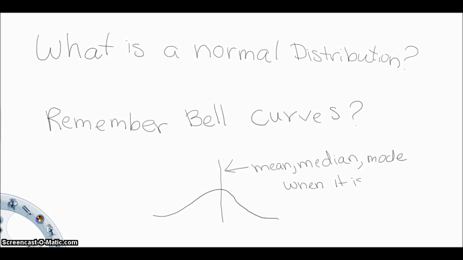Remembering that the mean is our traditional average. We add everything up and divide by the number of values. Our median is the middle number when we put them in order, and the mode is the number that occurs the most. Normal distributions are going to be unimodal, meaning that there's not more than one mode. It's not bimodal.